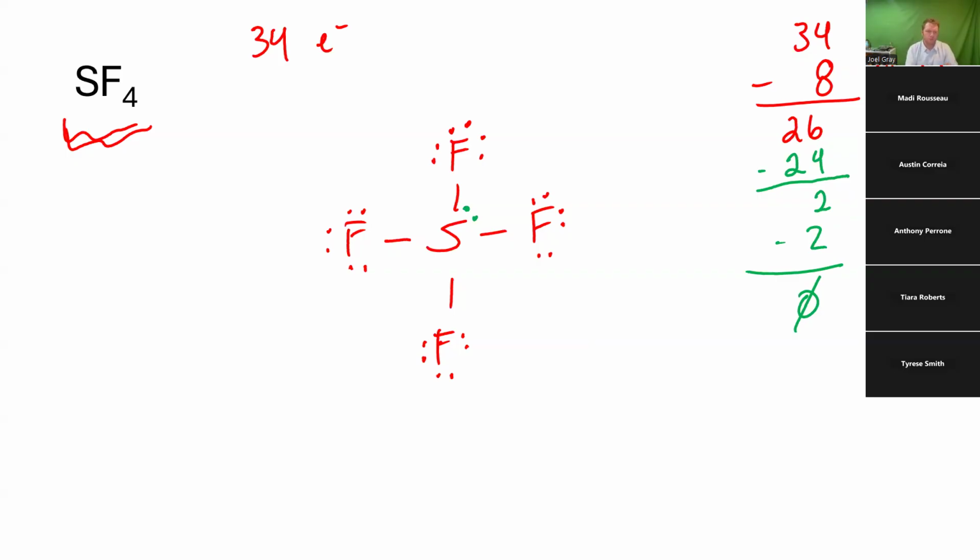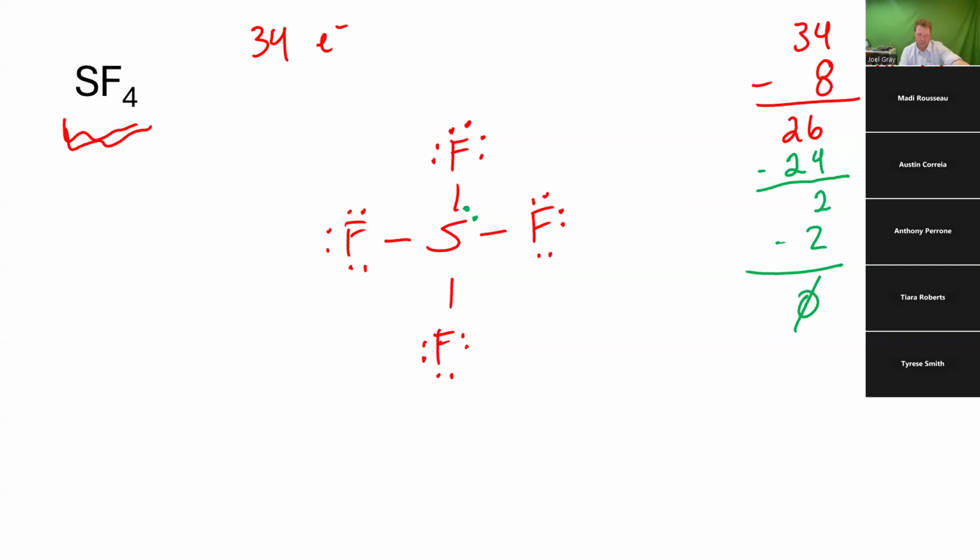Looking at that sulfur, how many electrons are around sulfur? 10. Well, is 10 8? No, it's not. Does that sulfur have a complete octet? No, it doesn't. But is that a problem?